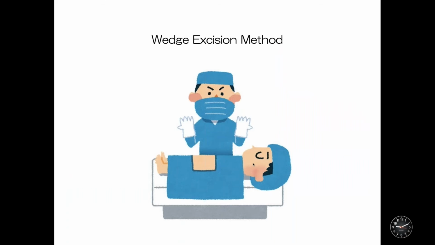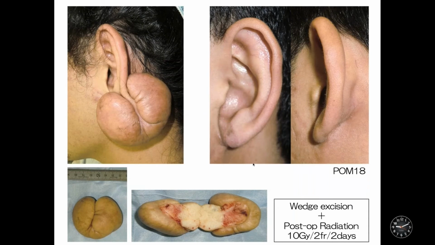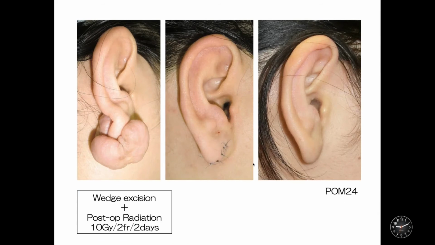And the wedge excision can be used for earlobe, such kind of big piercing keloid, cut, and suture and radiotherapy. This case was treated by postoperative radiation 10 gray in 2 fractions. This is another case.